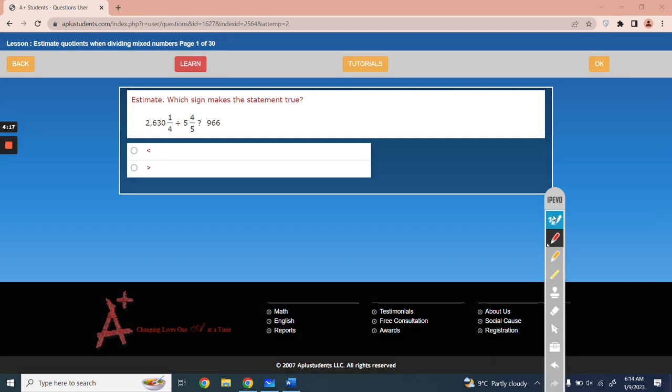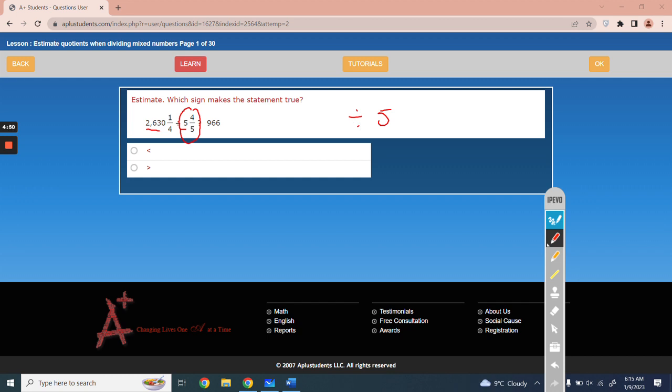Okay, so we have to estimate which sign makes the statement true. 2630 whole 1 by 4 divided by 5 whole 4 over 5. So first we have to estimate both the numbers. Got it? So let's just start with the divisor, 5 whole 4 over 5. We can round off the number to 5. Got it? Okay, now just have a look at 2630. We have to round off the number to the nearest number that can be completely divided by 5.